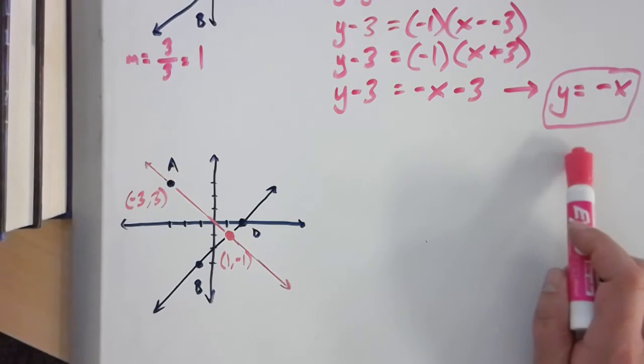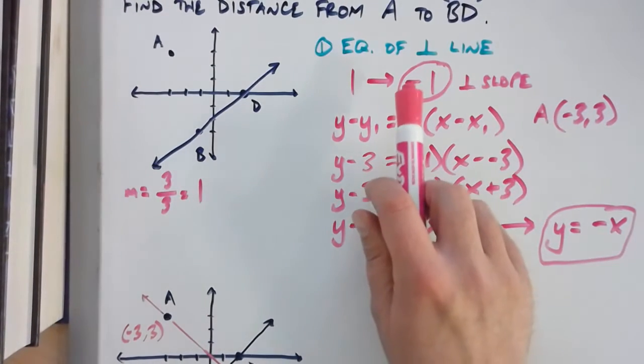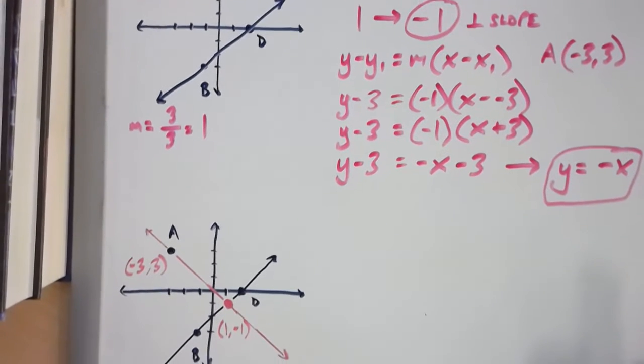Okay, so that's the purpose of step 1. It's a critical step here. So step 1, find the equation of the perpendicular line. Very important step. All right, we're going to move on to step 2 now.